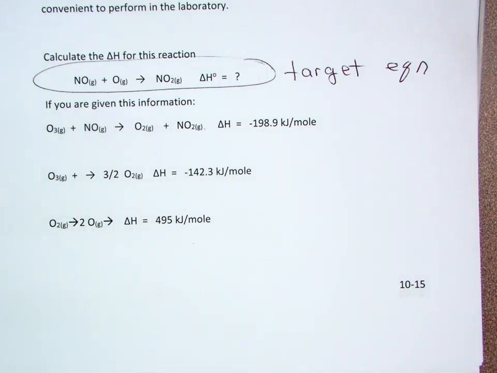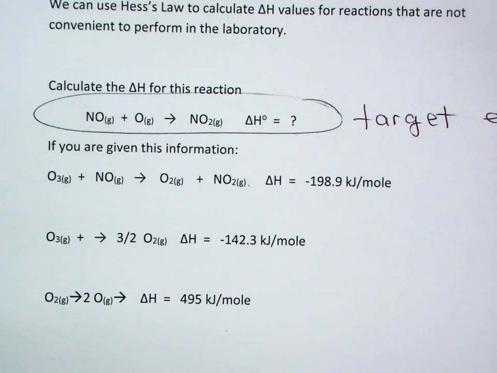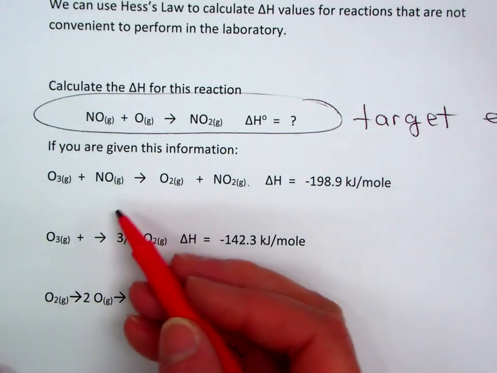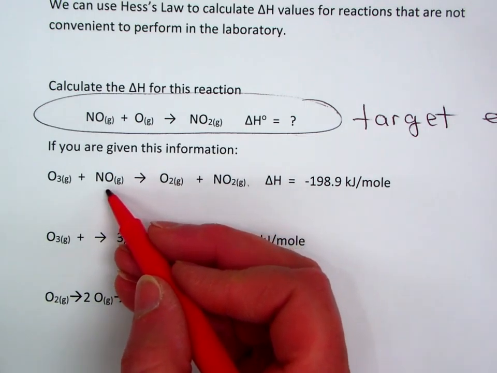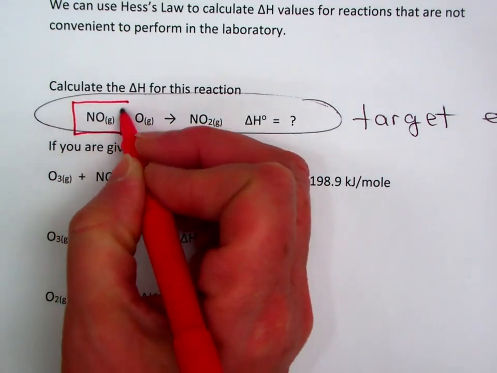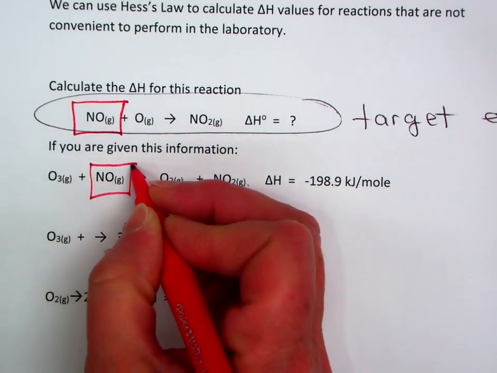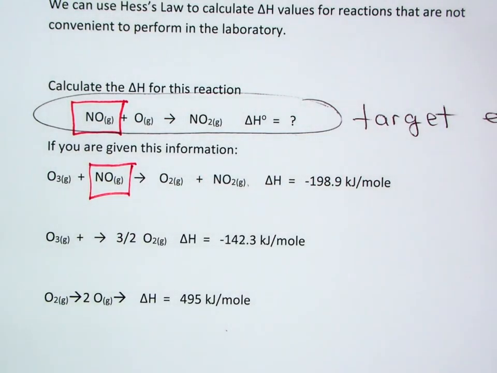So the way I do this is to look at what I have on the reactant side and the product side in my target. Then I look at where those pieces might be in my available information, and I manipulate things till I get them where I want them. So let's look at this. My first equation has 1 mole of NO gas on the left-hand side. In my target equation, I want 1 mole of NO gas on the left-hand side. So if I use this equation as written, it will give me that first reactant in the position I need. So I'm just going to copy this equation down as it's written.